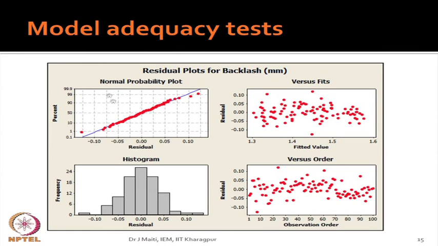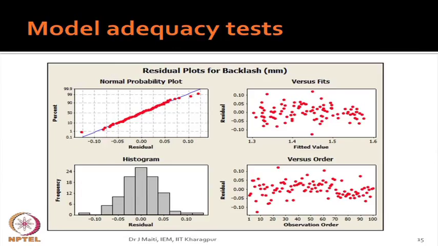So, the errors are showing normal, and if you go for the fitted value versus residual, that means independent observations, there should not be any trend, and there is no trend. And if I see the histogram also, it is almost normal. And from the autocorrelation point of view, residual versus observation order, I do not find any correlation because there is no trend available. So, what does it signify? It signifies that yes, the model is adequate from the residual analysis point of view also.